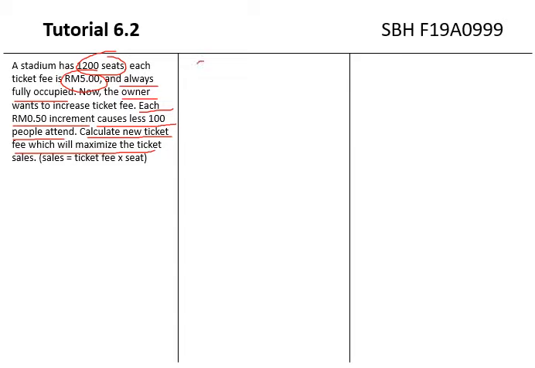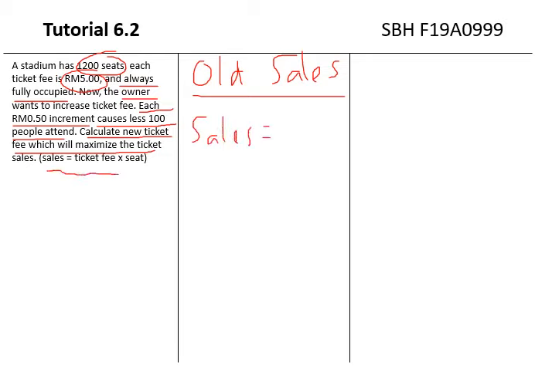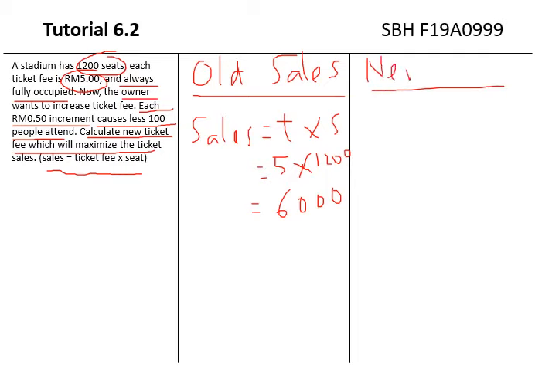There are two situations. The first one, the old sales. The old sales is direct. Sales equals, as mentioned here, the ticket fee times the seats. So for this case it is 5 ringgit times 1,200. So it produces 6,000. So the old sales is 6,000 ringgit. How about the new sales?